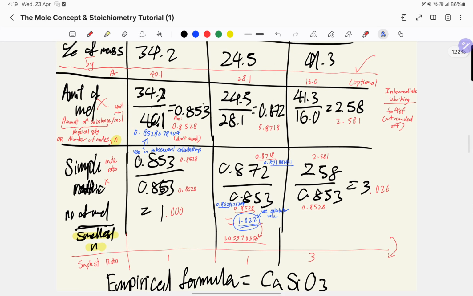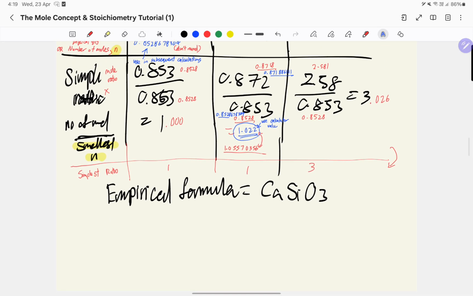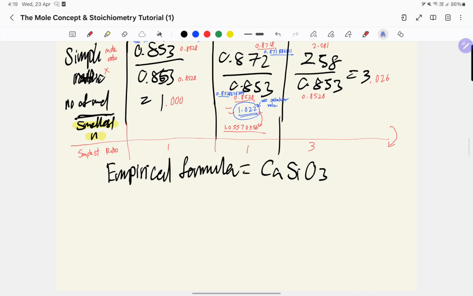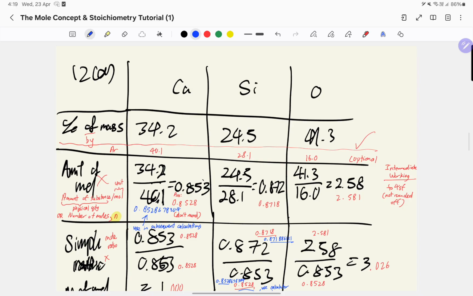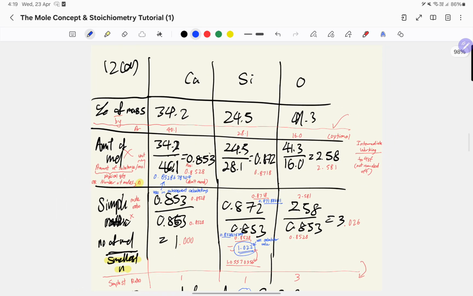So mole ratio also leave it to 4SF, and then you can get the final answer, which is the empirical formula. I wouldn't use the equal sign, you can just say empirical formula is, because equal you usually use when you're talking about numbers. So try not to make this kind of small mistake, if not you might get penalized.